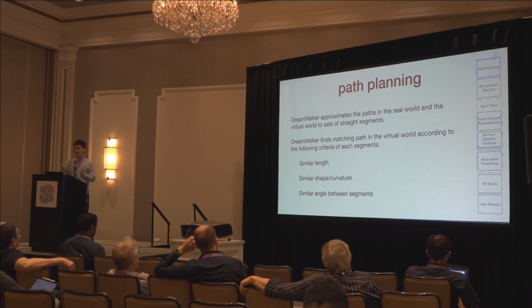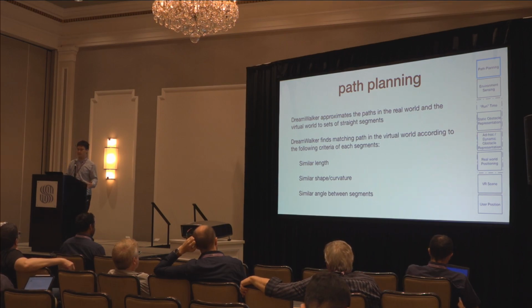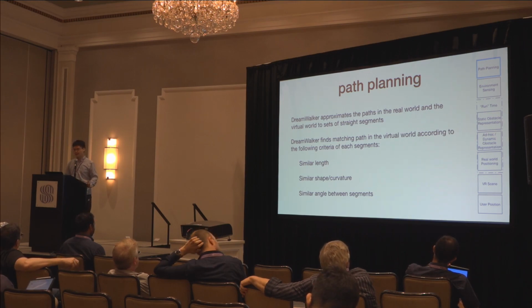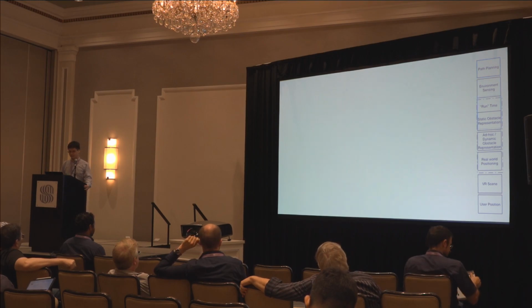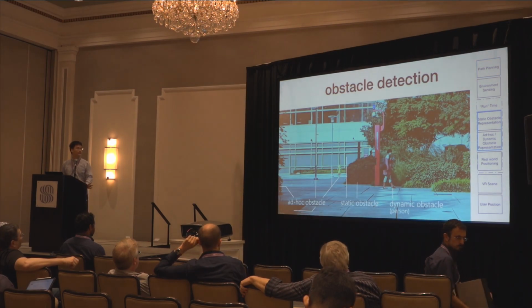So even if there's curvature, we just approximate them. And DreamWalker finds a matching path according to a few criteria, including they have to have similar length, similar shape or curvature, and similar angle between segments. And then I'm going to talk about obstacle detection.